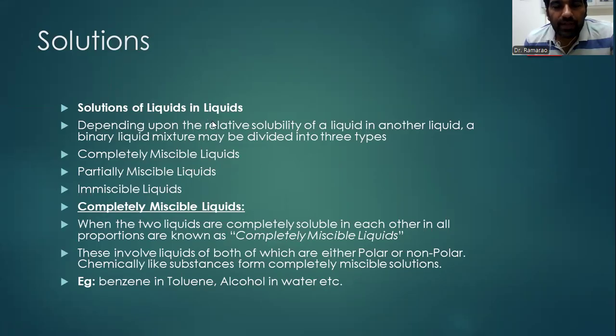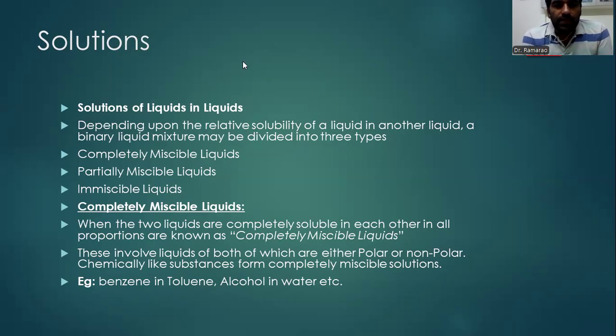Solutions of liquids in liquids. What is a solution? A solution is a homogeneous mixture of two or more substances, the composition of which may vary within certain limits. A solution consisting of two components is called a binary solution. The component which is present in large quantity is called the solvent, and the component which is in small quantity is called the solute.